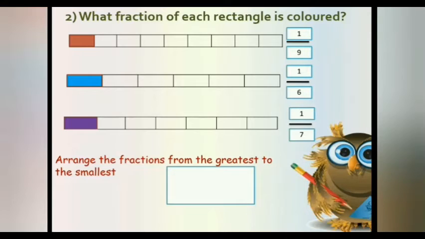Now, we are going to arrange these fractions from the greatest to the smallest. See here, children. Here, the numerators are the same. Yes. When the numerators of two or more fractions are the same, the fraction with the smaller denominator is the greatest. See here, children. The denominators are 9, 6 and 7. In this, which is smaller? 6 is smaller. So 1 by 6 is the greatest. Then the next greatest fraction is, yes, the next smaller denominator. The smaller denominator is 7. 1 by 7. The next greatest fraction is 1 by 7. Then the last fraction is 1 by 9.